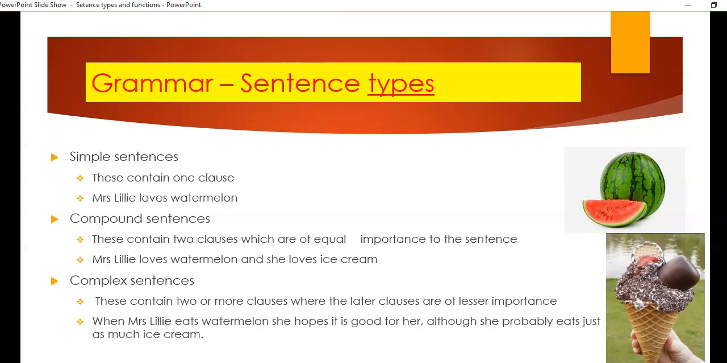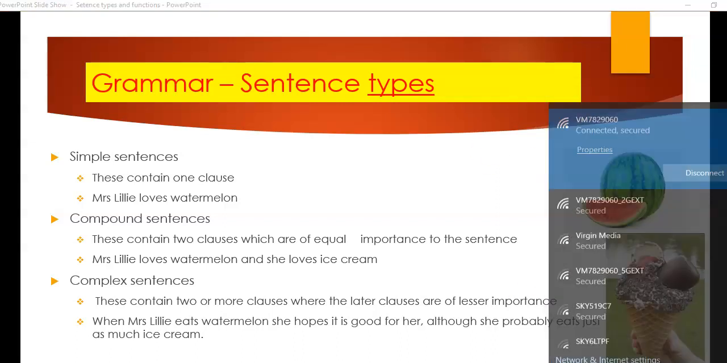Although she probably eats just as much ice cream, when Mrs. Lillie eats watermelon, she hopes that it's good for her. You can still identify the main clause that makes sense on its own. They can switch places within a sentence, though. And a complex sentence, just to remember, contains 2 or more clauses where you can identify a main clause and there might be 1 or more subordinate clauses that rely on that main clause to make sense.